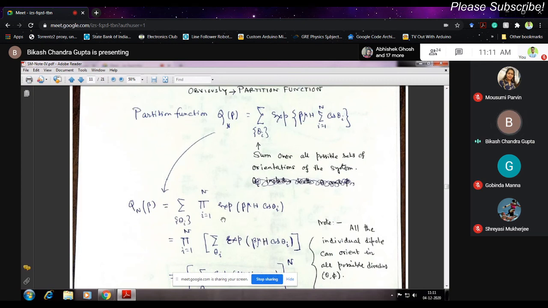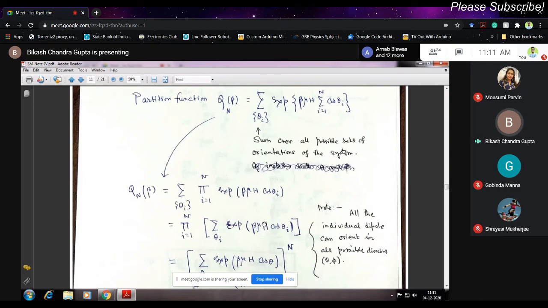Okay, so this is what it is, and then I am writing like this. I'm just taking the product first and then summing over this. Okay, so if you have problem in understanding this, let me go back to another document.